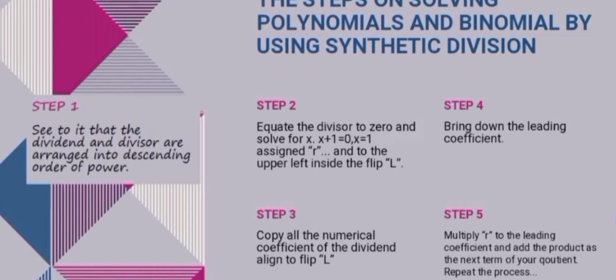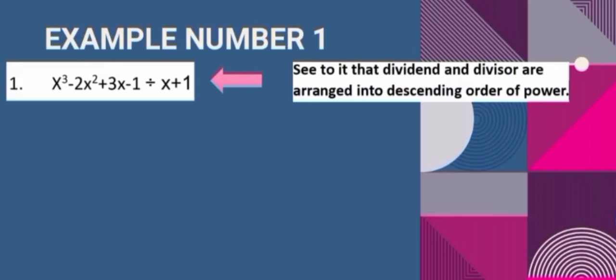Step 1. See to it that the dividend and divisor are arranged into descending order of power. Step 2. Equate the divisor to 0 and solve for x. For x plus 1 equals 0, x equals negative 1. Assign this as r, and place it to the upper left, inside the flip L. Step 3. Copy all the numerical coefficients of the dividend aligned to the flip L. Step 4. Bring down the leading coefficient. Step 5. Multiply r to the leading coefficient and add the product as the next term of your quotient, and repeat the process.